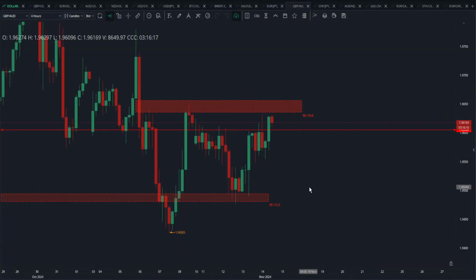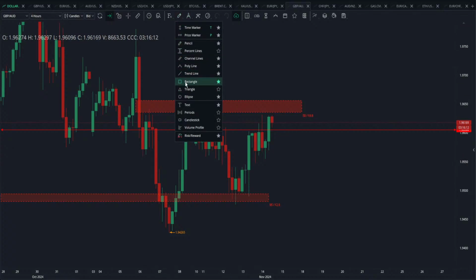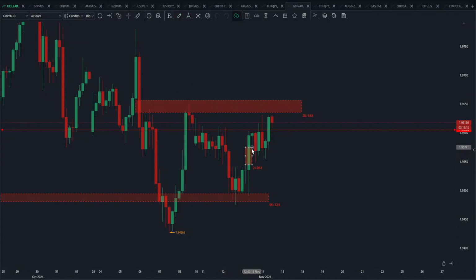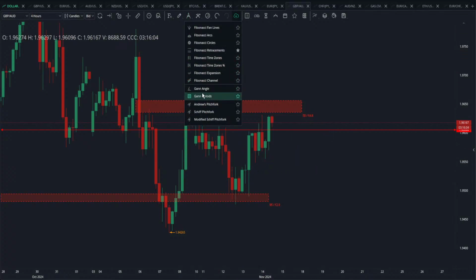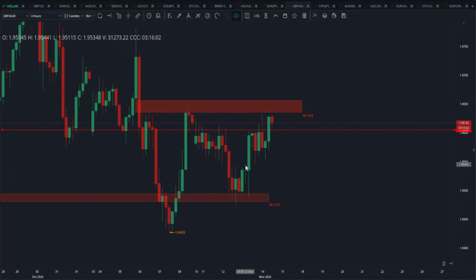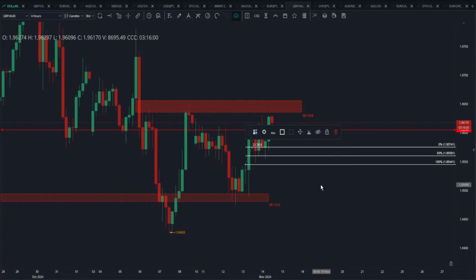GBP AUD, I told you about it already that there's a fair value gap. It was being traded and the price was failing to close below the 50% of this level here. You see, no candle closed below the 50%. Okay, I will remove this and I'll create Fibonacci for you. So you see here that the price never closed below the 50%. That means it is going higher.